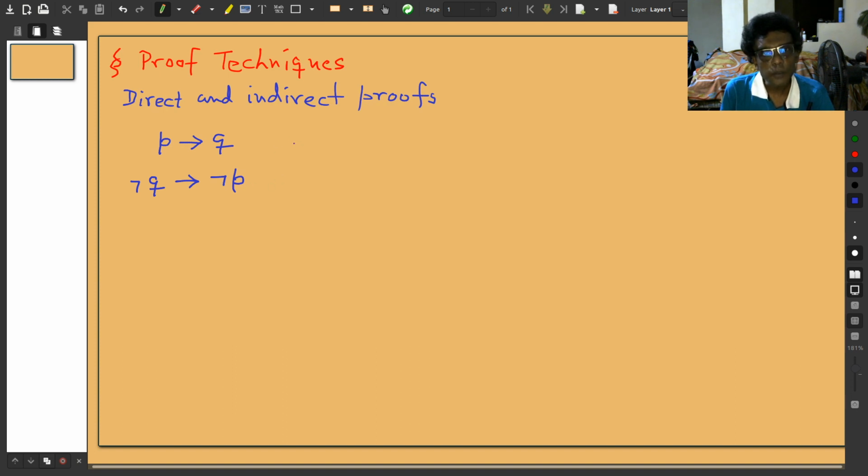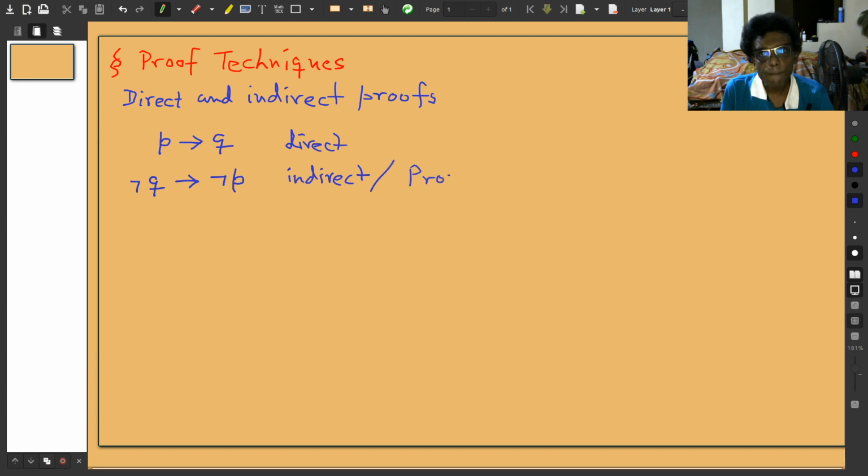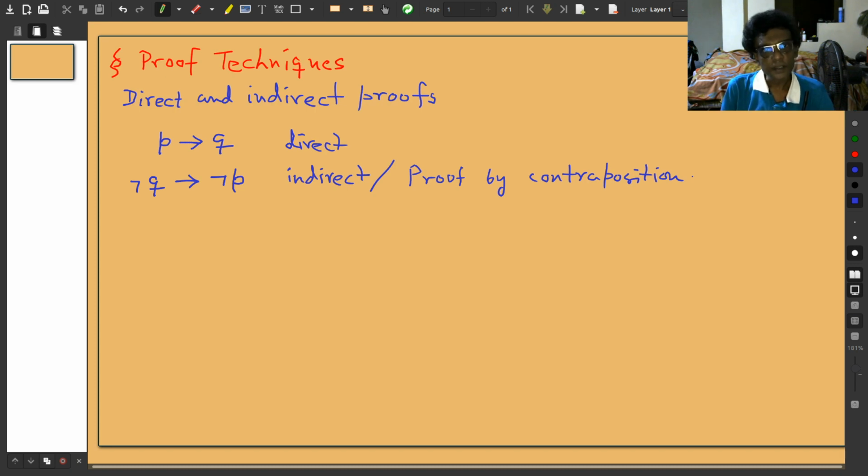So this is called a direct proof, and this is called an indirect proof, or this is also called proof by contraposition. Okay. So let us see a few examples of such a proof technique. So maybe I start with this theorem or proposition.